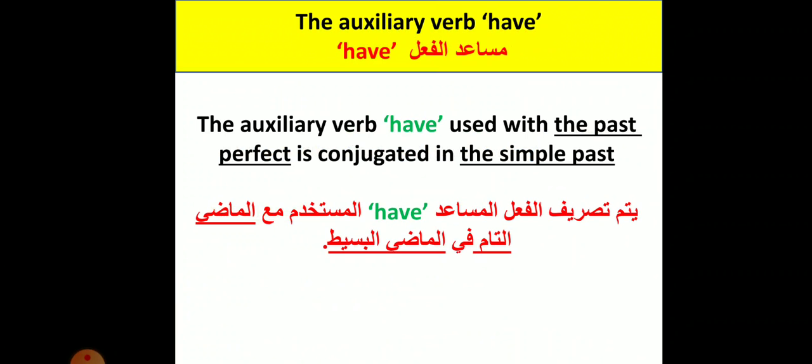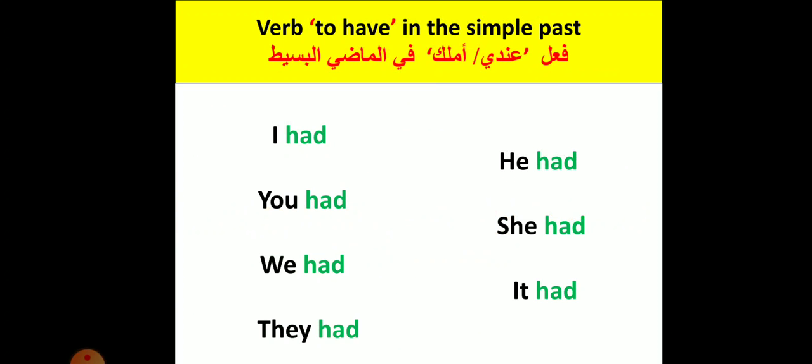The auxiliary verb to have. The auxiliary verb have used with the past perfect is conjugated in the simple past. Okay? Please pay attention. The auxiliary verb have used with the past perfect is conjugated in the simple past. Here is the conjugation of verb to have in the simple past. I had, you had, we had, they had, he had, she had, it had. Okay? So there is no change. We keep had.